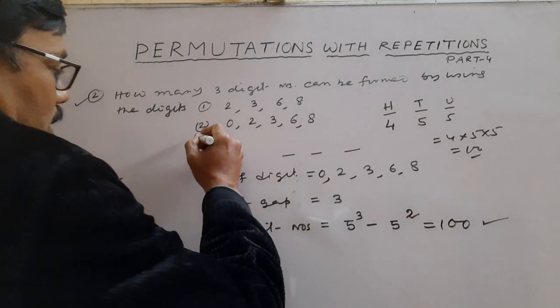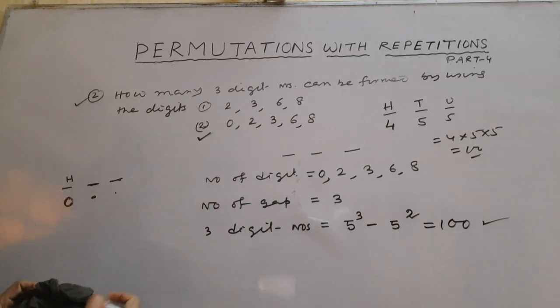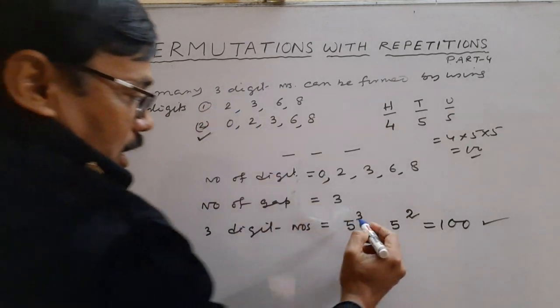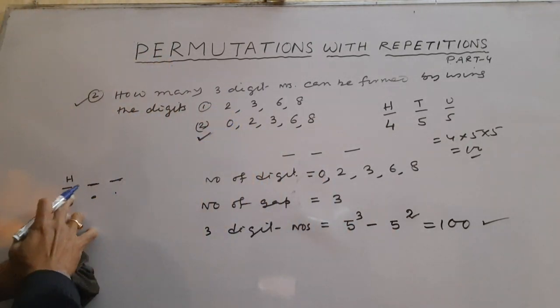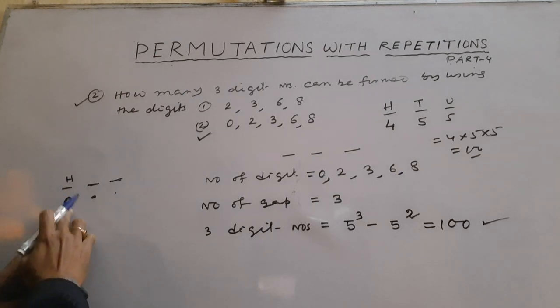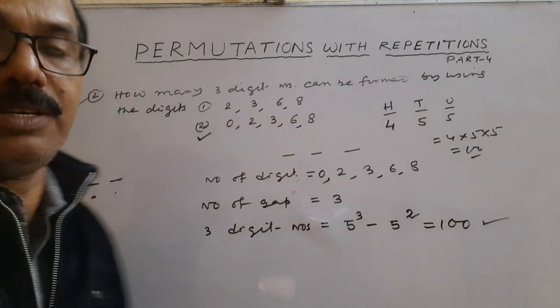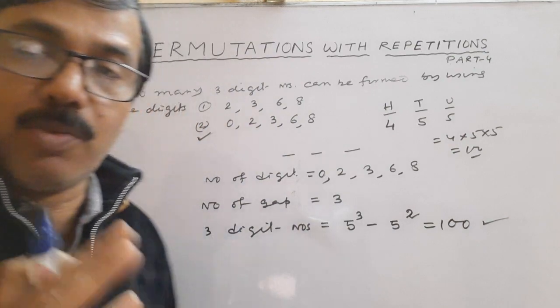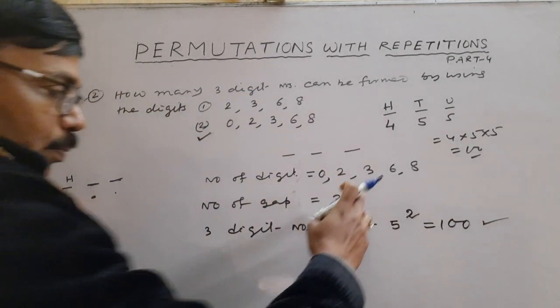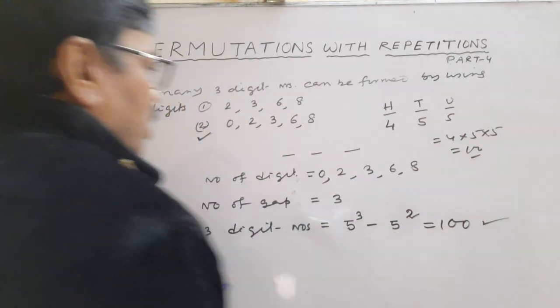So if 0 occurs, then if 0 is at first place, they are not 3 significant digit numbers. You have to remember this one. You have to subtract those cases.